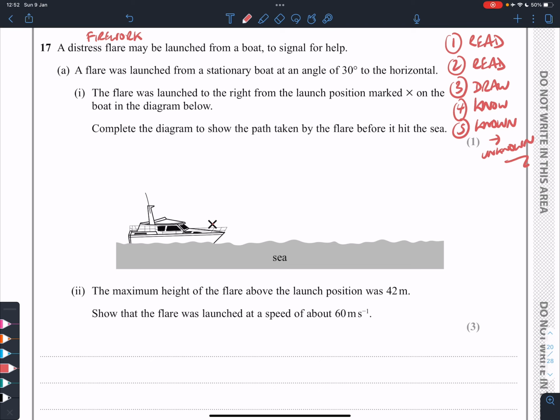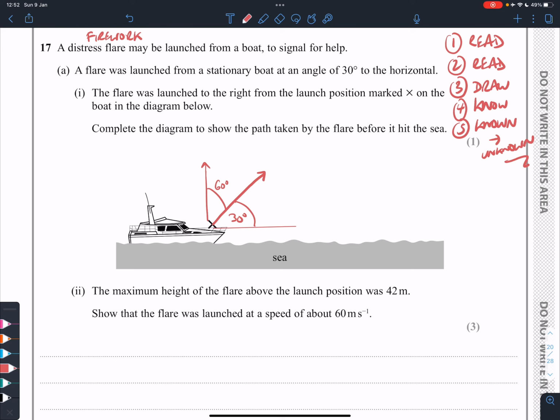Okay, this is the first part. I'm going to read this again. So, distress flare, we get this. A flare was launched from a stationary boat at an angle of 30 degrees to the horizontal. So, that's the launch direction, and I'm going to put this in as 30 degrees to the horizontal. And that means that in the vertical direction, this angle is 60 degrees.